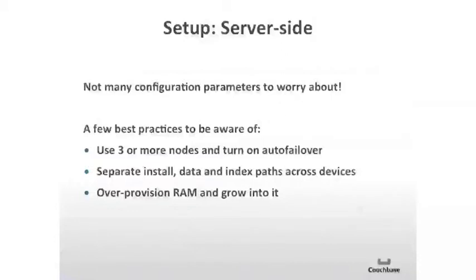Again, using 3 or more nodes, turning on automatic failover. I'm not going to get into it now, but auto failover doesn't function on 2 nodes, and that's to prevent split brain situations. If you plan to use views and indexes, splitting the data paths, the data devices, so that we can make better use of the I/O for those 2 components in parallel, the data itself and the indexes. And then over provisioning when you're first getting started out is going to give you a better experience overall, allowing you to grow into the sizing, both RAM and disk.